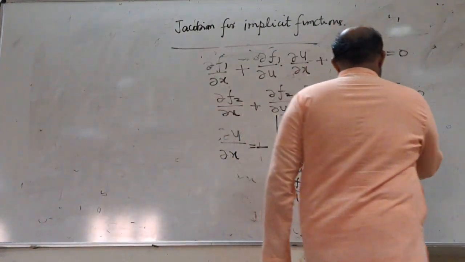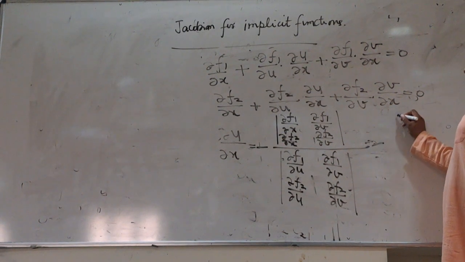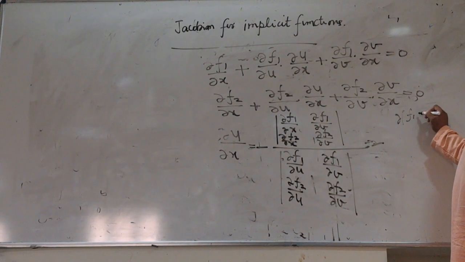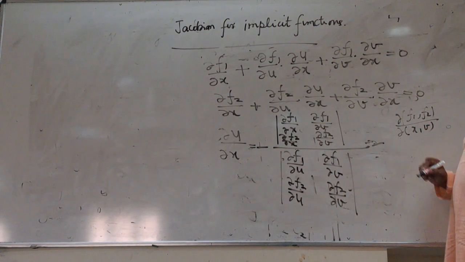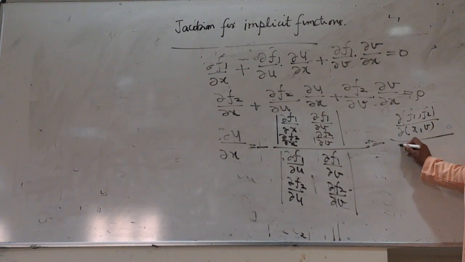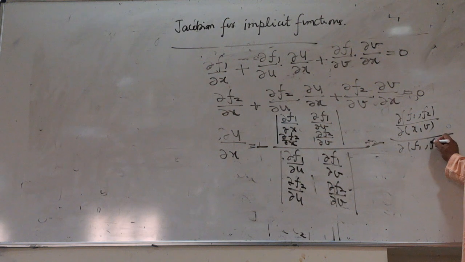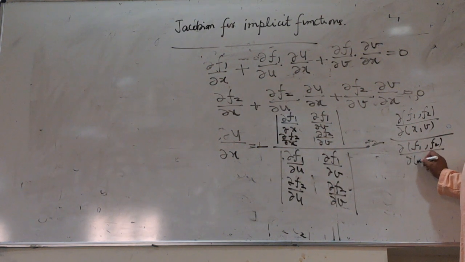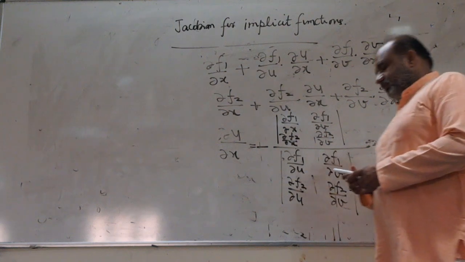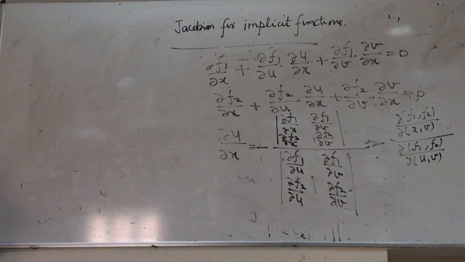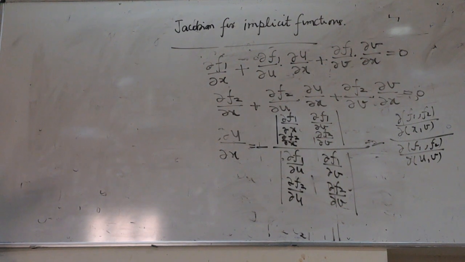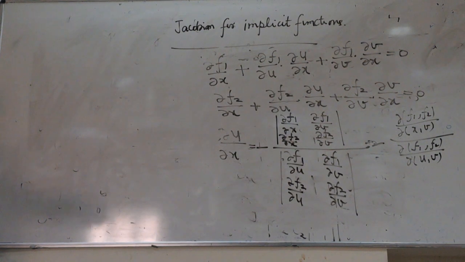So this can be written as minus Jacobian of f1 and f2 with respect to x and v, divided by Jacobian of f1, f2 with respect to u comma v. So in this way you get the expression for del u over del x, right? Again, what do we need to find now? Del v over del x, the expression for del v over del x, right?